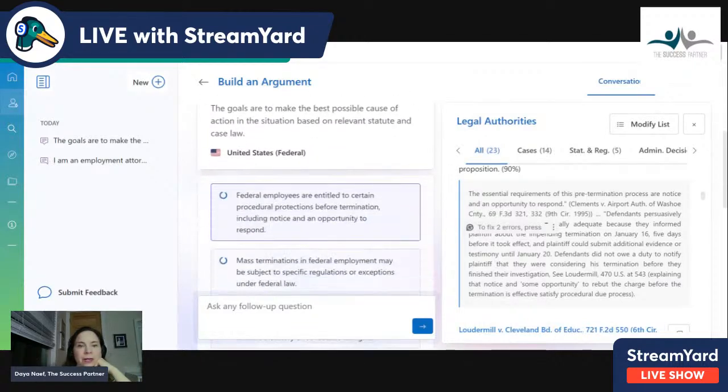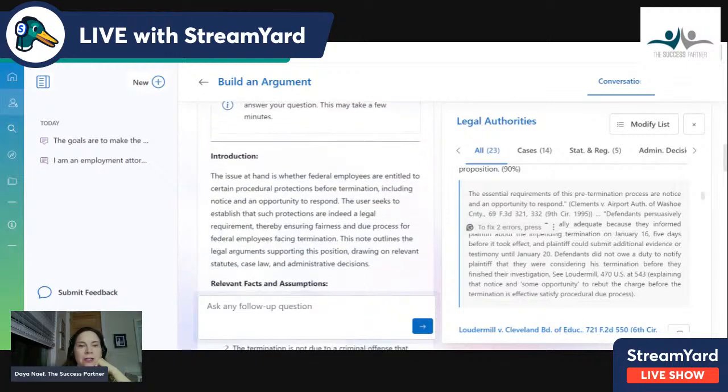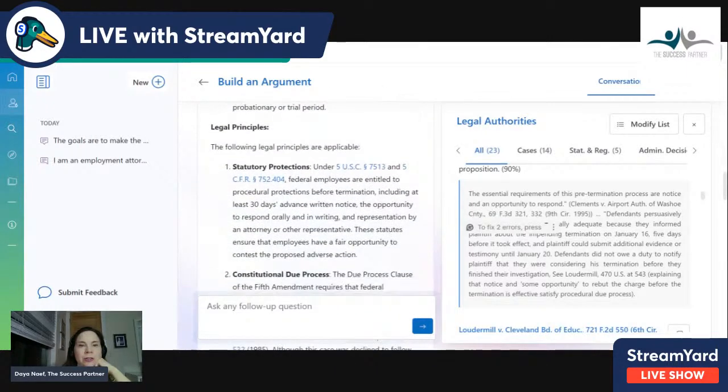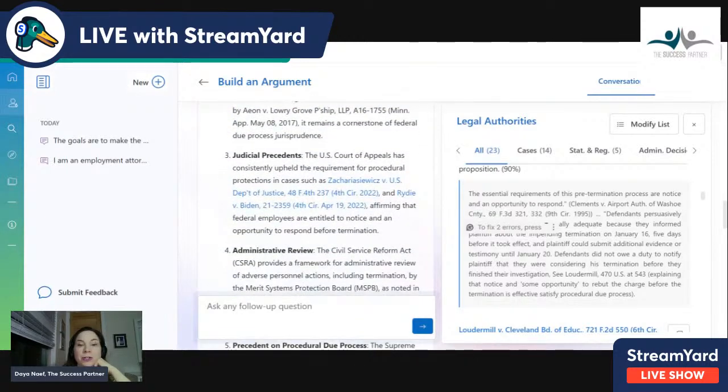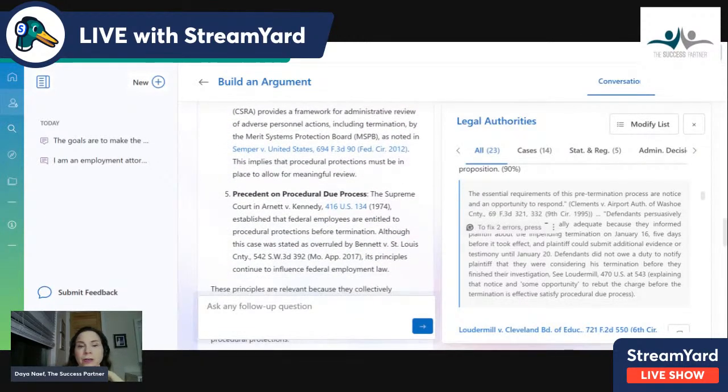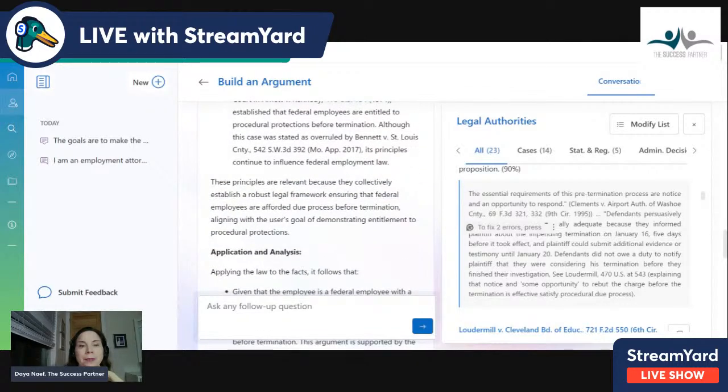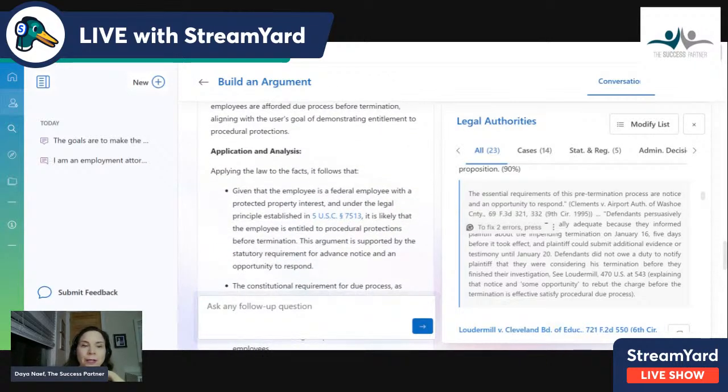So here's the factual background, case law, introduction, issues, legal principles, statutory protections, constitutional due process, judicial precedents, administrative review, precedent on procedural due process. These principles are relevant because they collectively establish a robust legal framework ensuring that federal employees are afforded due process before termination, aligning with the user's goal of demonstrating entitlement to procedural protections. So here's the application and analysis. Sounds like an IRAC, good old law school exams.